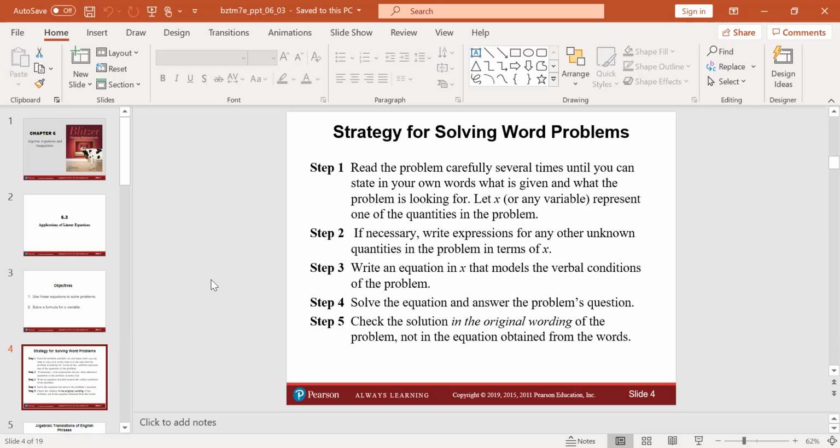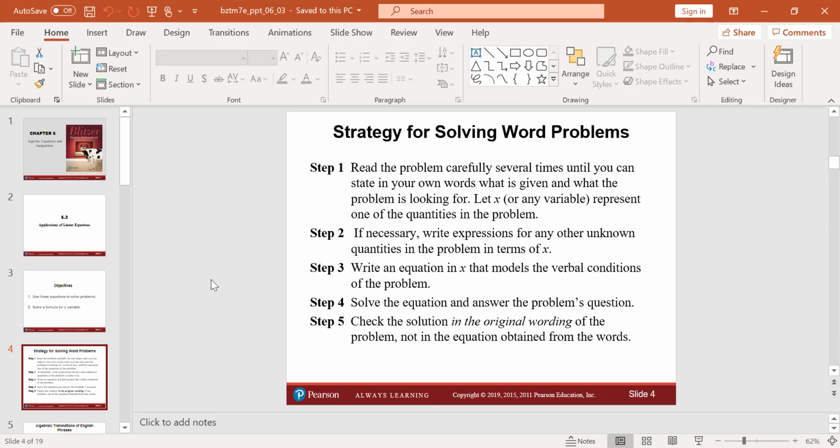So let's go over a good general strategy for solving word problems. Read the problem carefully several times, until you can state it in your own words, what is given and what the problem is looking for. Let X, or really any variable, represent one of the unknown quantities in the problem. You may see application problems where you're going to have multiple variables because there are multiple things that are unknown. And you're going to have to try and model them, make an equation for them, figure out what it takes to solve them.